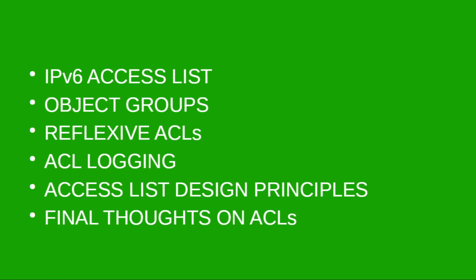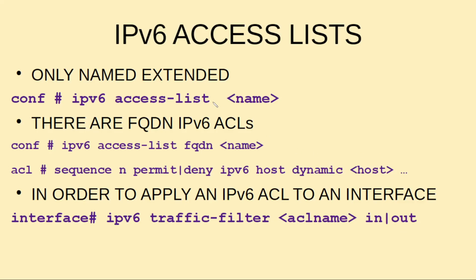In this second session about ACLs, we're going to talk about IPv6 access lists, object groups, reflexive ACLs, ACL logging, access list design principles, and final thoughts on ACLs. Okay, first of all, we are going to talk about IPv6 access control lists.